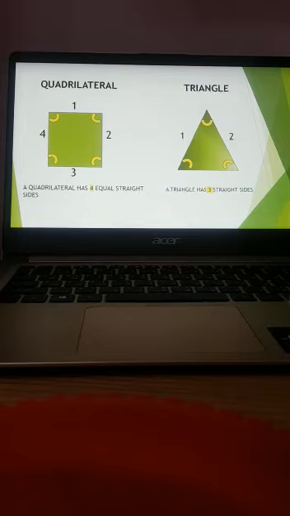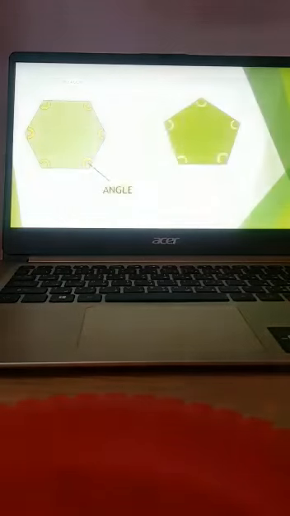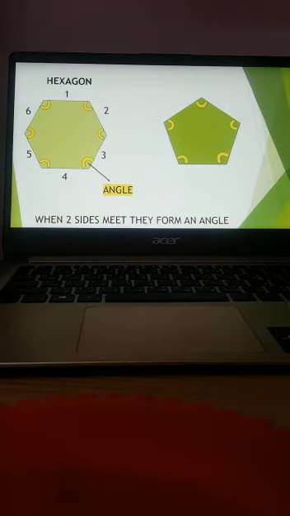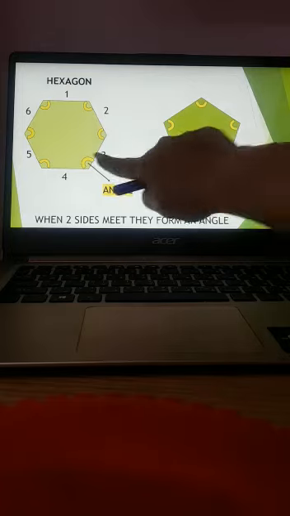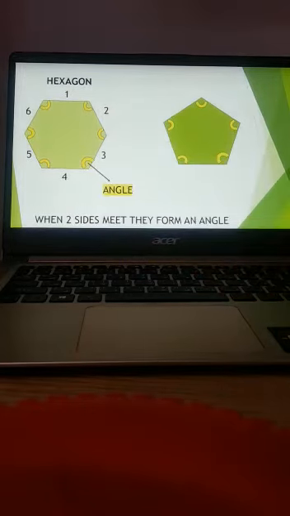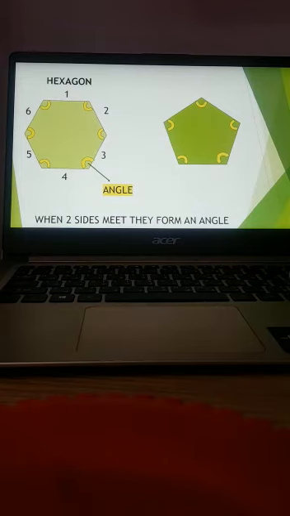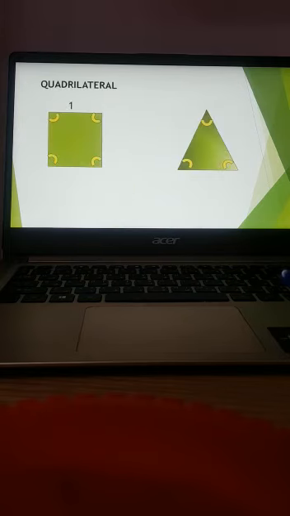We said also that an angle is when 2 sides meet. When 2 sides meet, they form an angle. This is an angle. I just want you to know that an angle is the point where 2 sides meet. This is a side and this is also a side. So when two sides meet, they form an angle. This is the hexagon, this is the pentagon, the quadrilateral and the triangle. Okay, this is only what we are going to know in this session.